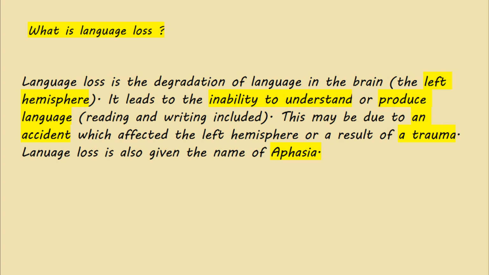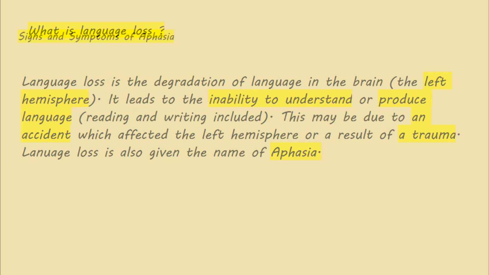This may be due to an accident which affected the left hemisphere or result of a trauma, okay? So the reason why people have language loss, sometimes it might be due to an accident. So the part where language is located in the brain, which is in the left hemisphere, might be damaged. Therefore, it results in this kind of language loss. Or it can also be the result of a trauma, something like shocked someone, and it will affect their brain, more precisely the left hemisphere. It might also result in language loss. So language loss is also given the name of aphasia. So whenever we say aphasia or language loss, you should know that it's the same thing.